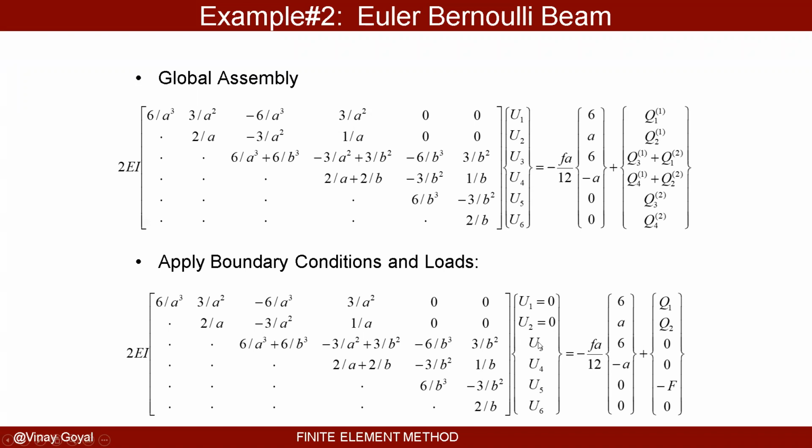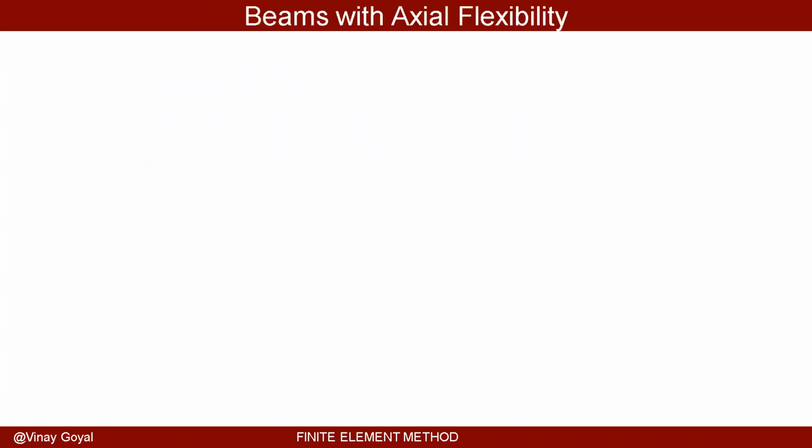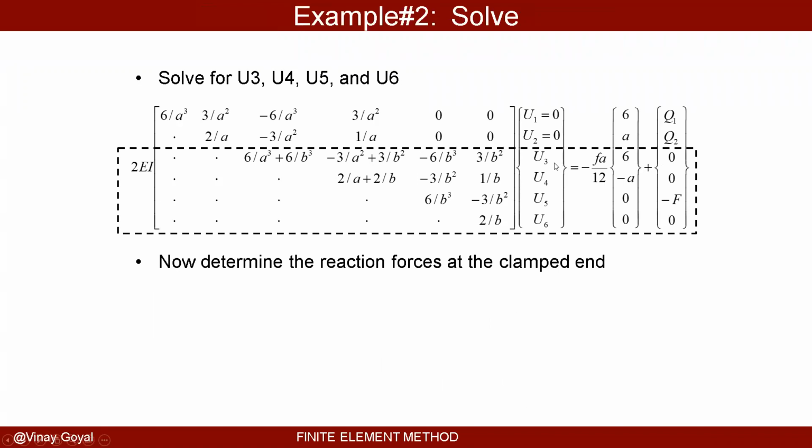And now I'm ready to solve for U3, U4, U5, and U6. You can now solve that. Once you know U3, U4, U5, U6, plug it back in here, and then multiply the first row times this column, and that will give you Q1, the reaction force, due to these loads applied.